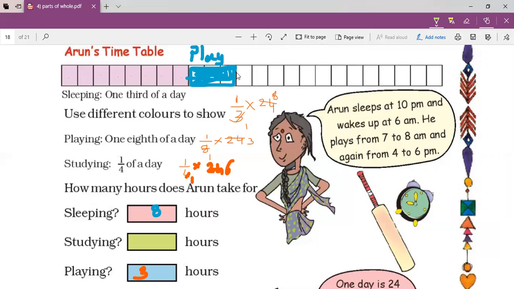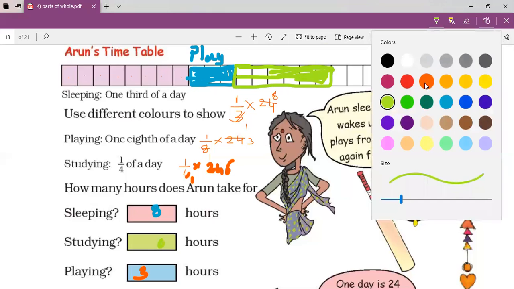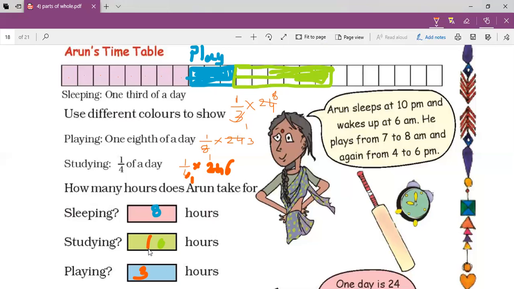How many hours we got here? How many hours is he studying? Instead of 24 hours, he studies 6 hours. So say how many parts we will color. 6 parts. 1 2 3, 1 2 3. Yes, this much part he studies. So color, you can color it. Okay, now 6 colors, 6 hours, sorry. I'll use another color so it will be visible.